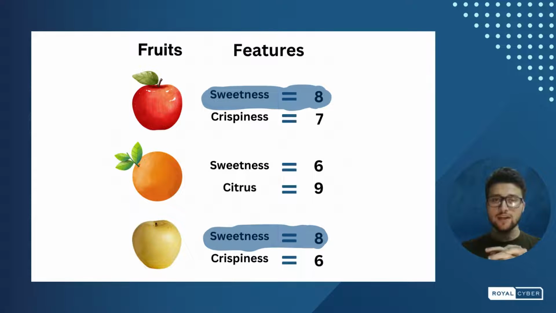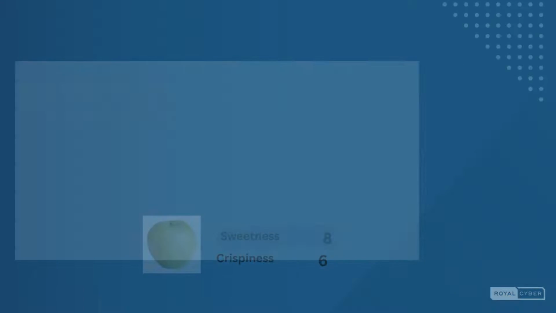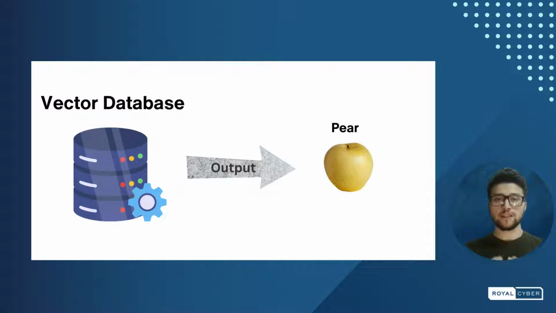Here we can see that although all three of these fruits have some sweetness in them, only an apple and a pear have a similar level of sweetness. Therefore, it will cluster them together. Finally, the vector database gives us a pear, which is quite similar to an apple, rather than an orange or a banana, based upon their level of sweetness.